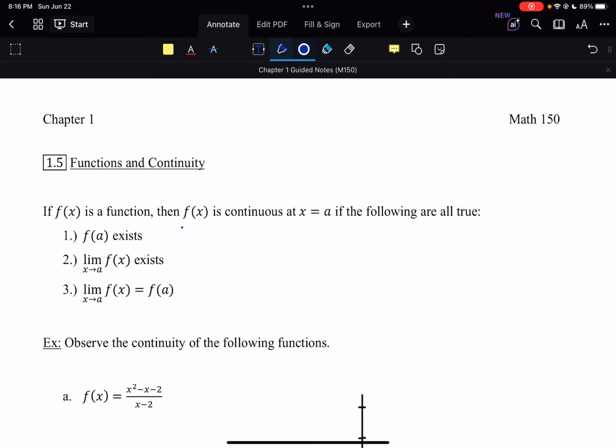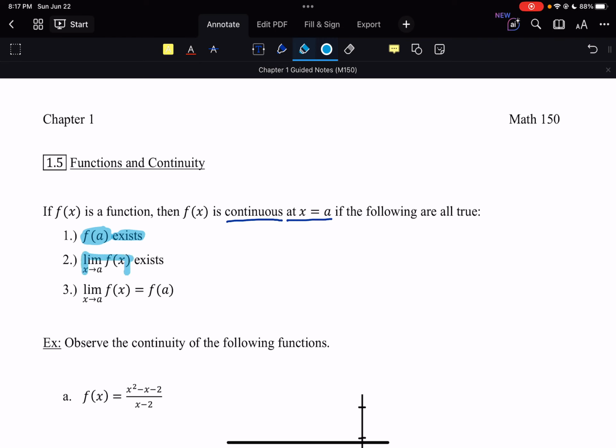If f of x is a function, we say that it is continuous at the value x equals a if the following conditions are all true. First, the function at a, f of a, must exist. Okay, so the function has to have a point there. It must exist there in order to be continuous.